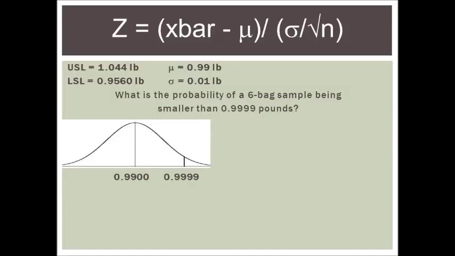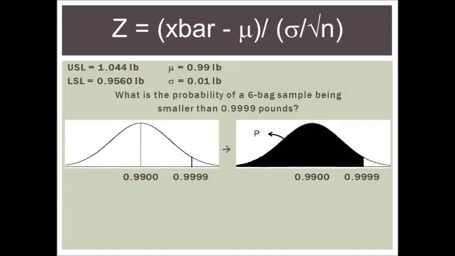All right, just like before, we've drawn the normal curve. We've drawn in the value for x bar. In this case, it's 0.9999. And we want to know what's the probability of a 6-bag sample that is smaller than 0.9999. So now, just like we did in the previous examples, you shade the region of this normal curve that represents the probability that we're looking for in this question. Okay, so here it is, the entire region to the left of z, smaller than 0.9999.